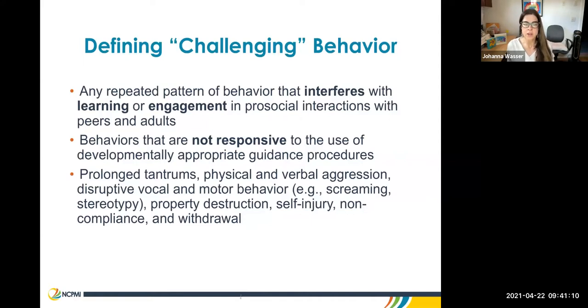And then also these specific forms of behavior like tantrums, prolonged tantrums, right? Physical or verbal aggression, disruptive vocal or motor behaviors, screaming, right? Property destruction, self-injurious behavior, non-compliance, and one that often gets left out is this withdrawn behavior.